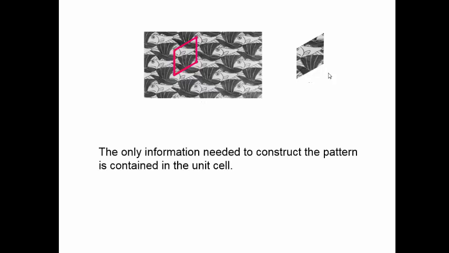What's different is that sometimes it's hard to see what the pattern is. You might not necessarily see a boat and a fish pattern just looking at one unit cell cut in this way. So we need to put them all together sometimes to see the pattern. And you'll see that in crystallography. When you actually get to atoms, that'll be a very important factor. So here we have it. The only information needed to construct the pattern is contained in the unit cell, which is repeated many, many times.